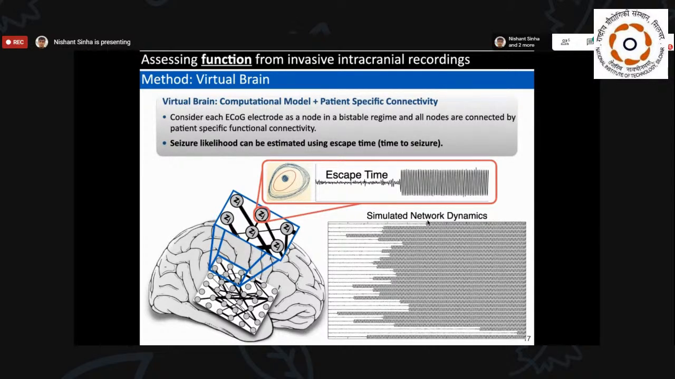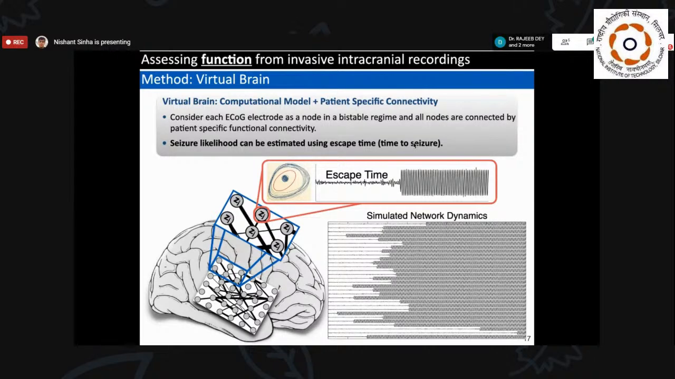So here is an example of how the simulated network dynamics look. We can see here that there are some of the electrodes which transit from the background state to the seizure state quicker as compared to these nodes, which take a long time to leave the background state and go into the seizure state. We can quantify this by a terminology called the escape time. That means how much time it takes for a node to leave the background state and go into the seizure state.